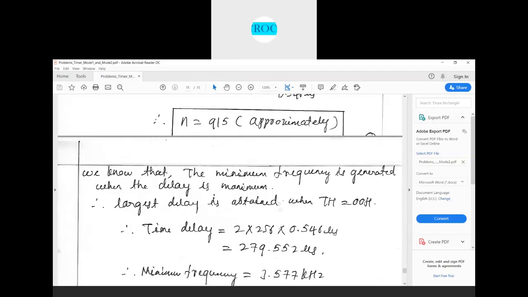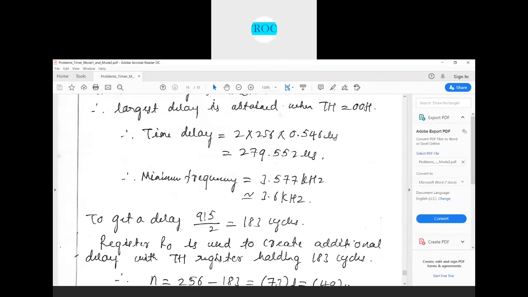To get that delay, what I do is 915 divided by 5. Make the correction, it is divided by 5. So what I get is 183 cycles. Now this 183, I know that the 8-bit counter can count 256 counts and 183 is less than 256. So I can load this value into the timer register.